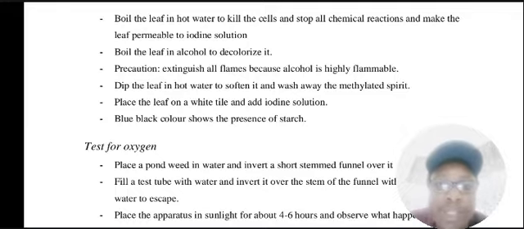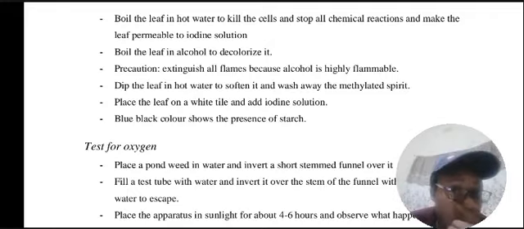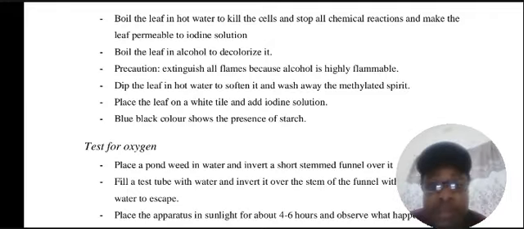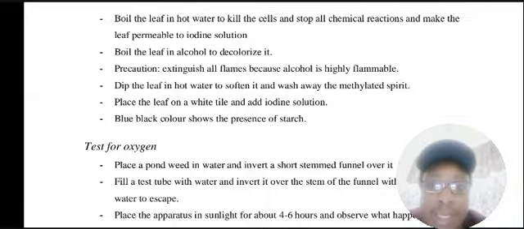And there are precautions that you must be aware of when you're carrying out this experiment, which is to extinguish all the flames, because alcohol is highly flammable. So that's an important precaution there. And also to boil the leaf in a water bath instead of heating directly the boiling tube that contains your alcohol. Again, for the same reason that your alcohol is highly flammable.